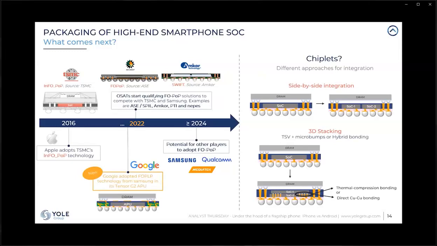So Apple is the key innovator in terms of packaging for their APUs. They were the first to adopt fan-out in 2016, being supplied by TSMC. And because they have this strong relationship with TSMC, we believe that in the future they will use this technology with hybrid bonding as well.